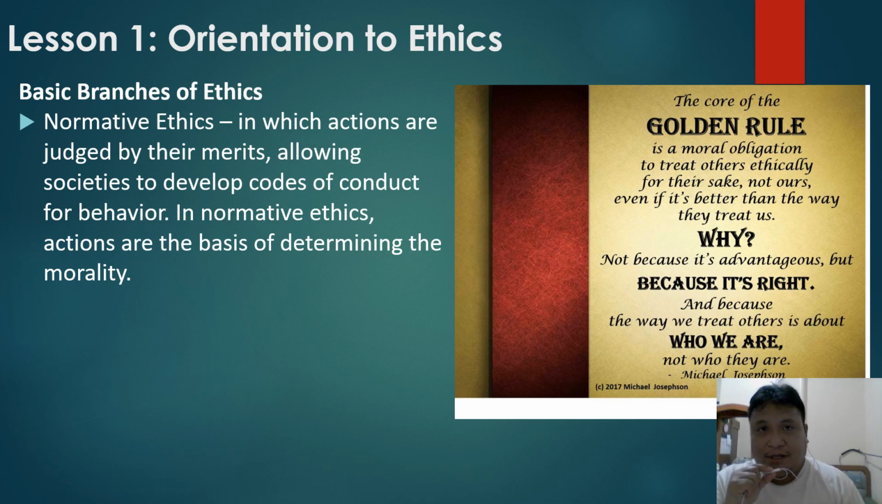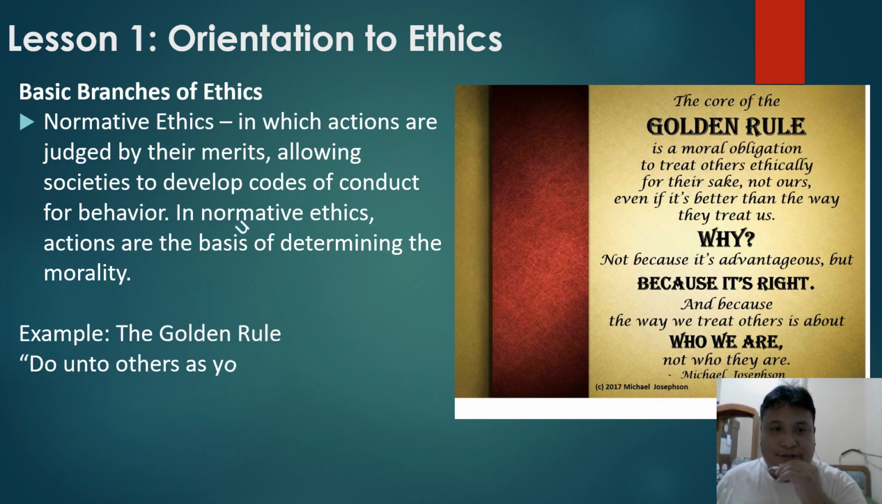So if your action is right, then the morality of your action is right itself, no? And if you have done something evil, then what you did is totally evil. So there is a moral standard in normative ethics. That is why the best example here is the golden rule.